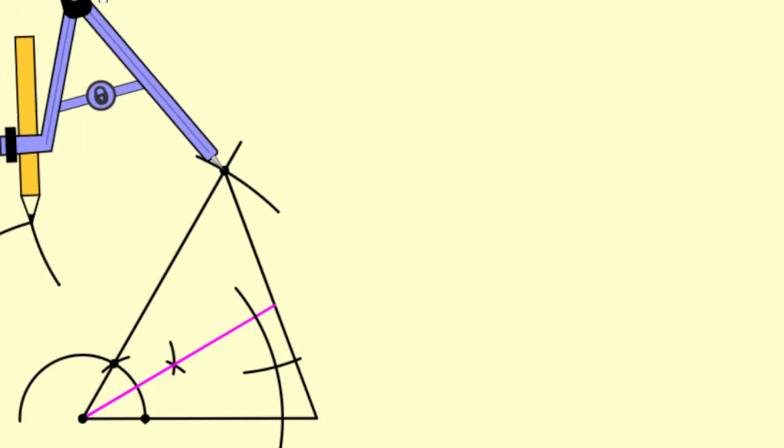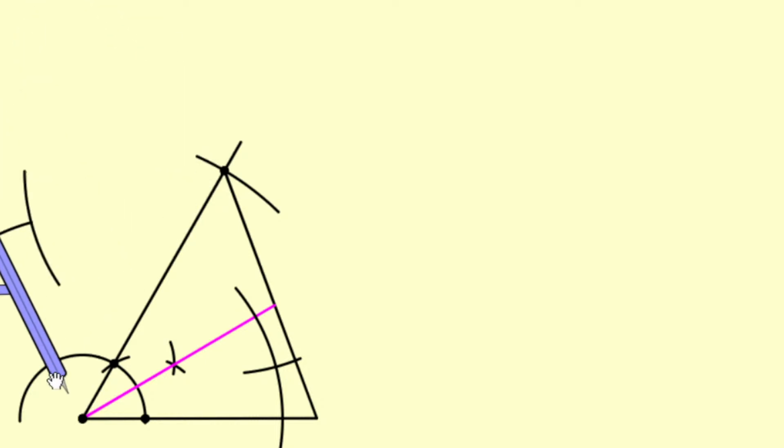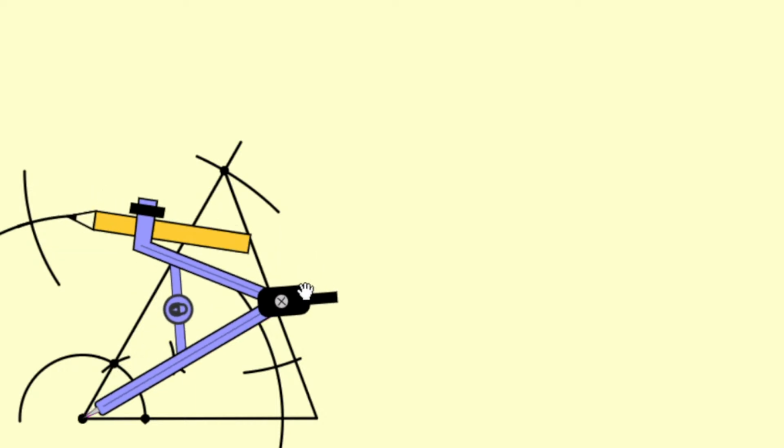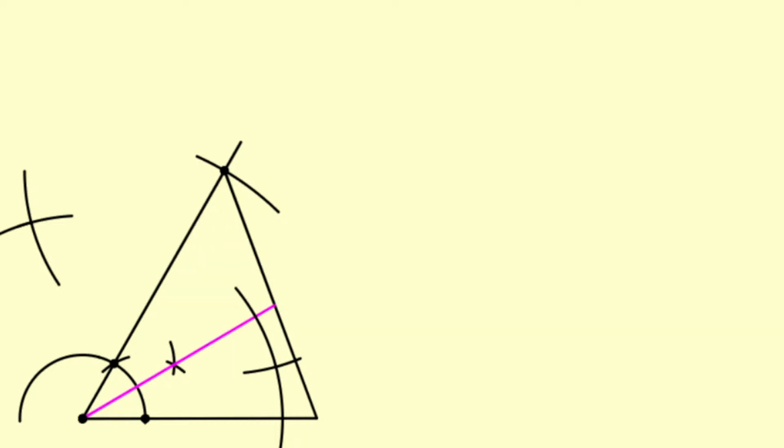So AB's perpendicular bisector, I am just drawing the perpendicular bisector. I am sure now you have understood how to draw. So two intersecting arcs, a pair of two intersecting arcs I have got now. Let's join them.